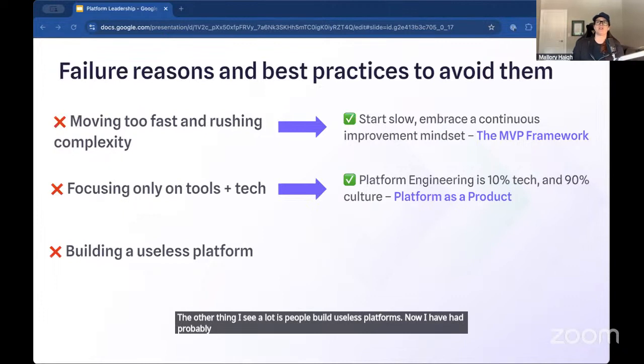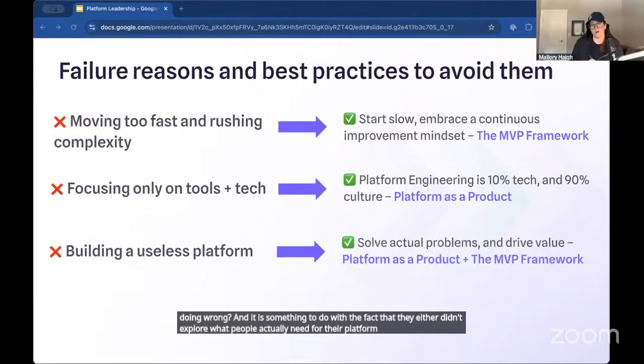Now, I have had probably 100 conversations in the last 3 or 4 months where a team comes to me and says, hey, we're not getting adoption on our platform. What are we doing wrong? And it is something to do with the fact that they either didn't explore what people actually need for their platform, or they're starting in the wrong place.